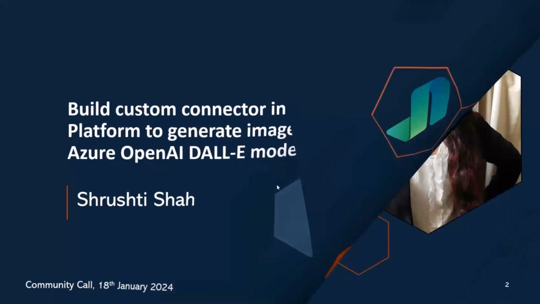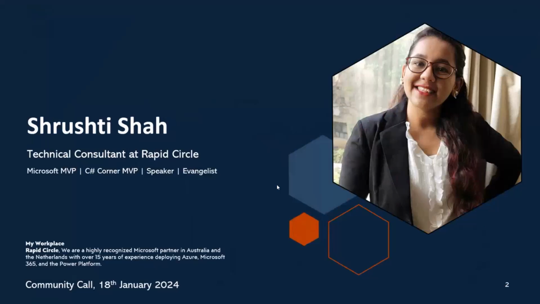So let me kickstart with something about myself. My name is Shrushti Shah, and I'm a technical consultant at Rapid Circle. Along with that, I'm also a Microsoft MVP, and I speak across various conferences and events. You can find some good content around Power Platform, Microsoft 365, or Teams. I post it on LinkedIn or my blog site. That's just something short about me.